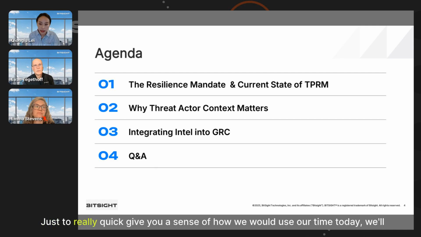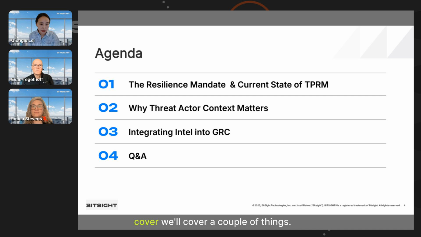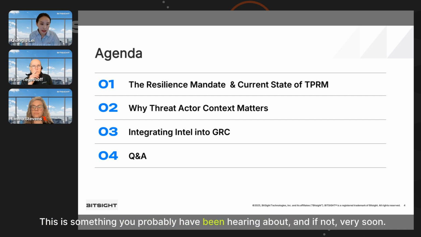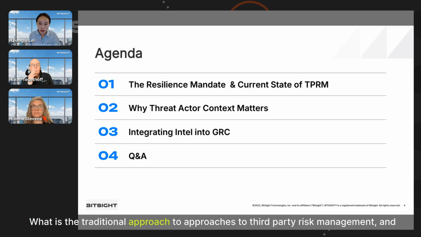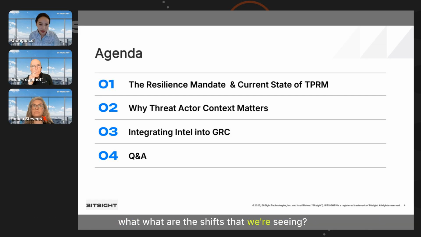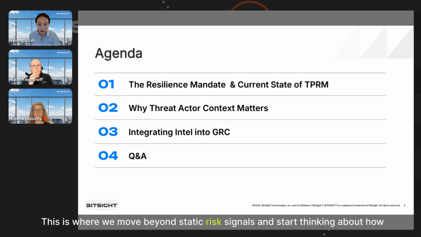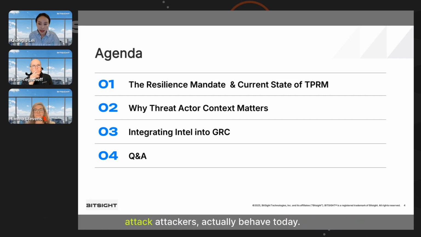Just to give you a sense of how we would use our time today, we'll cover a couple of things. We'll start with the broader resilience mandate. This is something you've probably been hearing about, and if not, very soon. What are the traditional approaches to third-party risk management, and what are the shifts that we're seeing? So the current state and how it's evolving from here. From there, we'll shift into why threat actor context matters. This is where we move beyond static risk signals and start thinking about how attackers actually behave today.